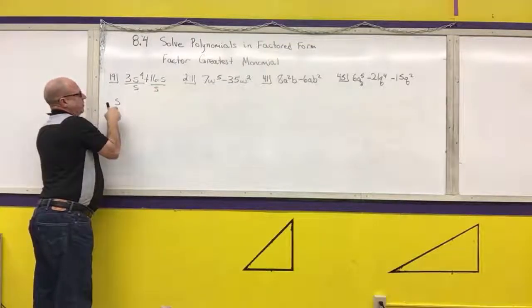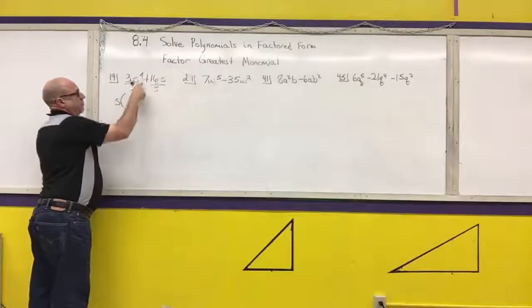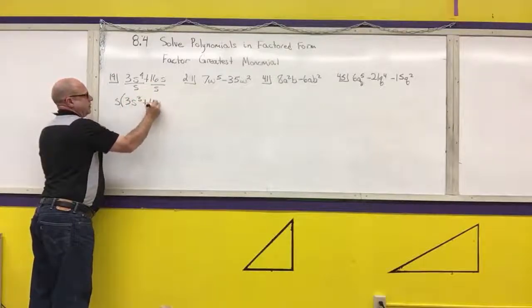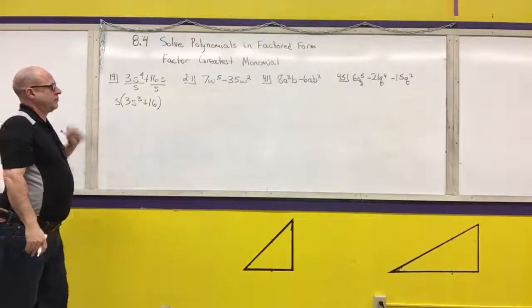So now that I've pulled out the common factor, I'm going to do the division problem. 3s to the 4th divided by s is 3s cubed. 16s divided by s is 16. And that would be factoring out the monomial s.